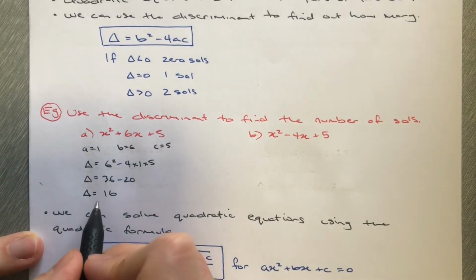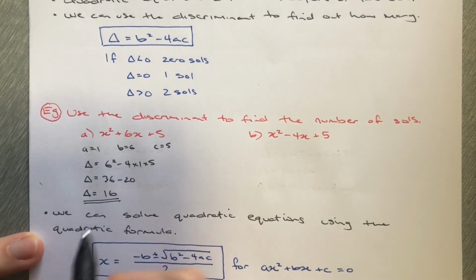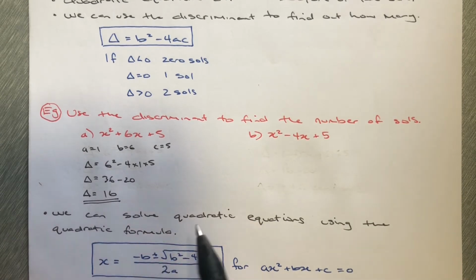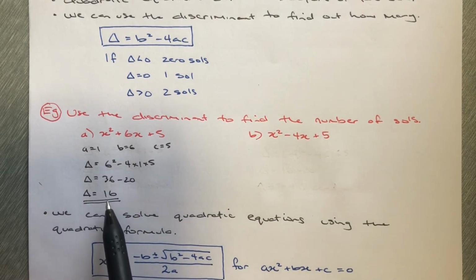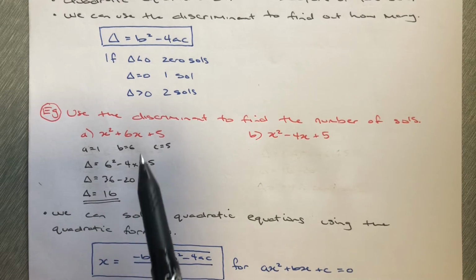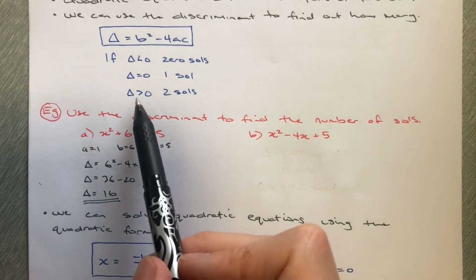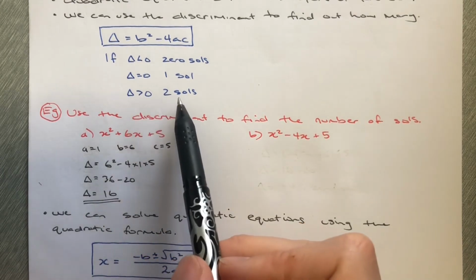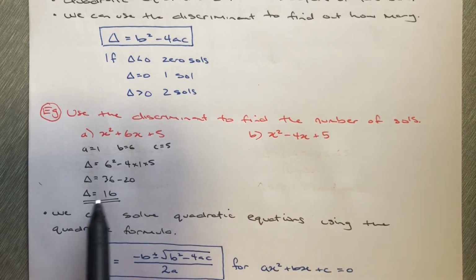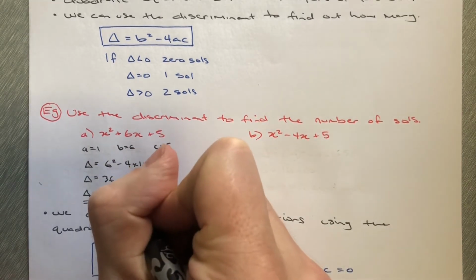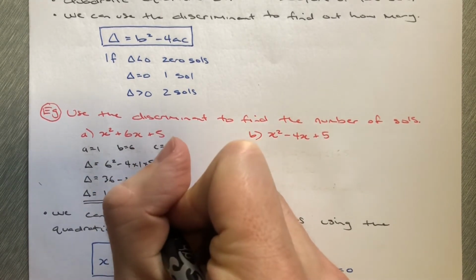Now we need to pay attention to what our answer actually is here, because this tells us how many solutions we're going to have. If we look up here, we can see that if the discriminant is greater than 0, we'll have 2 solutions. This is greater than 0, so therefore we can say there will be 2 solutions.